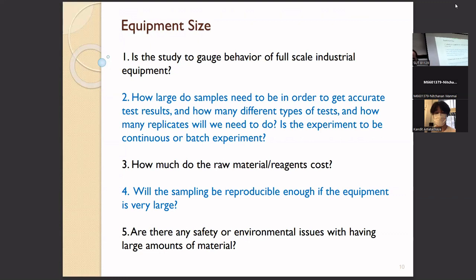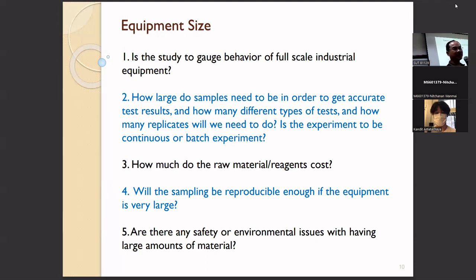Will the sampling be reproducible enough if the equipment is very large? If your equipment is large and you take a sample from it, is it representative of your system or not? If your reactor or vessel is about 5 liters and you sample only 1 milliliter, is this enough to be representative of your system? You have to consider this.